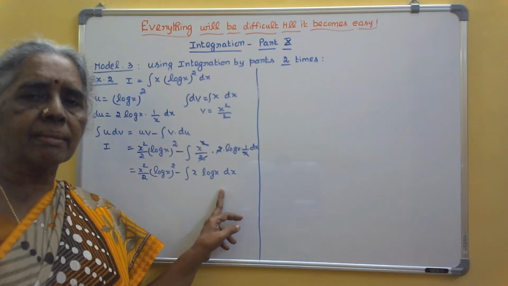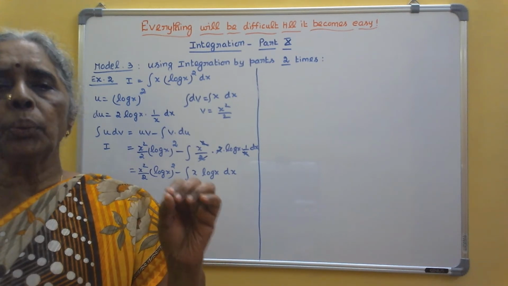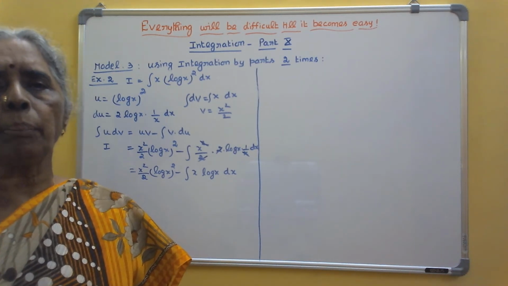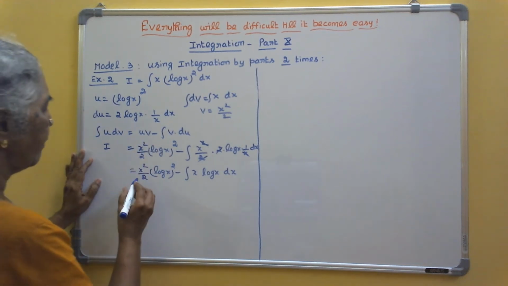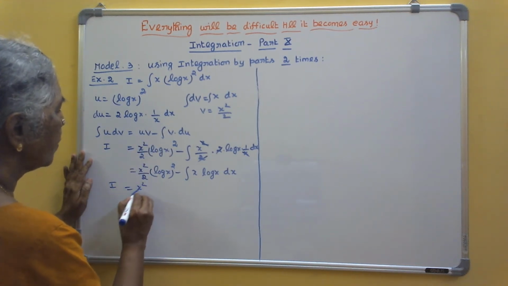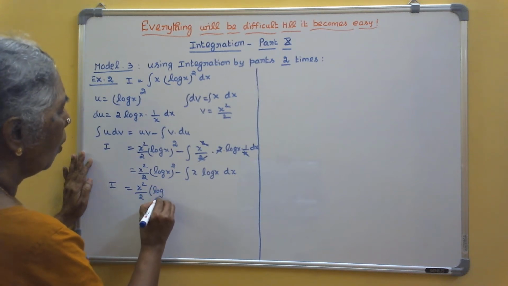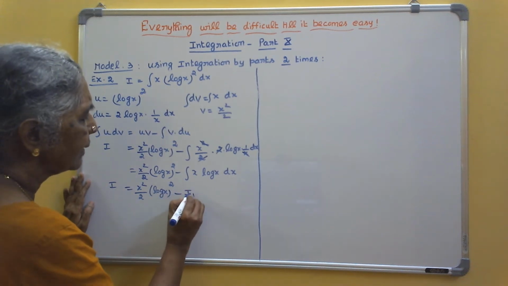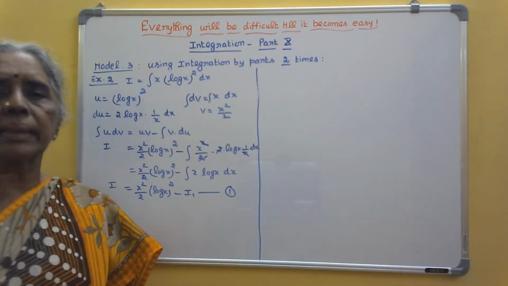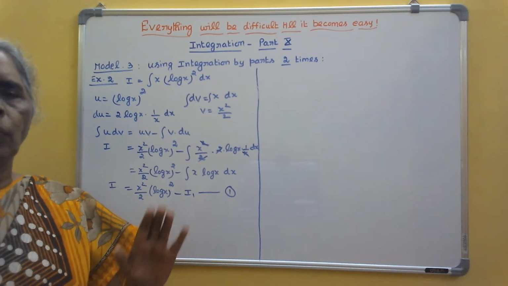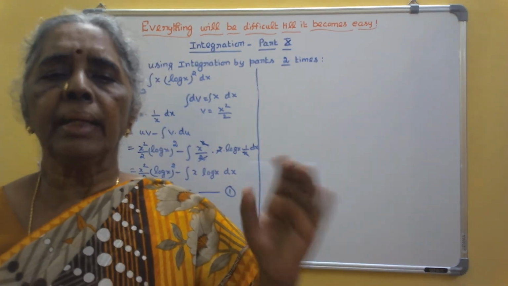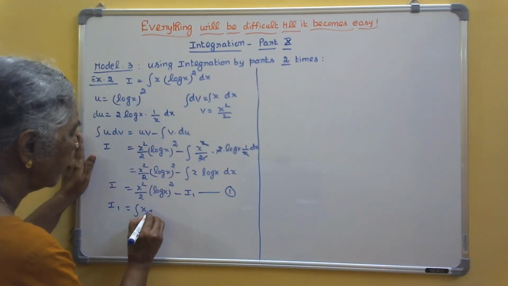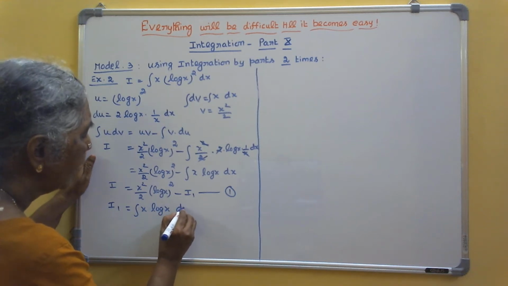Here again you can notice you have a product of two different functions. So, definitely we have to apply integration by parts again. So, now I will write I is equal to x squared by 2 log x the whole square, minus I will put this as I1 and call this as step 1. So, now I am going to consider I1 and integrate it as a separate sum. So, now what is I1? I1 is integral x log x dx.